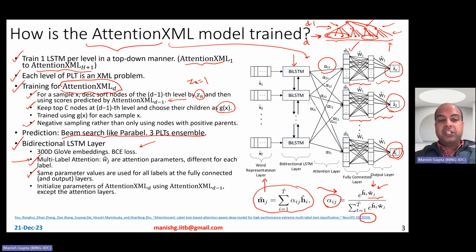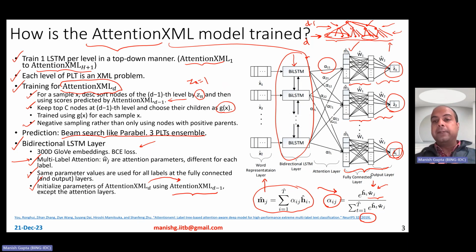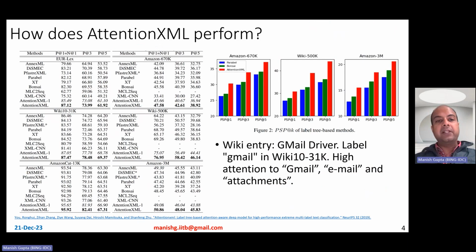So the model becomes much smaller in size. The way the parameters of AttentionXML, so the parameters in the BiLSTM and the parameters in the output layers, are initialized is using AttentionXML D-1. So use the AttentionXML of the previous level so as to initialize the parameters, the learnable weights, in the next layer, except for the attention layer. So except for these attention layers, those weights are trained per layer separately. You don't initialize them from the previous layer, but all other weights in the BiLSTM are initialized from the previous level. So now that said, how does AttentionXML perform?